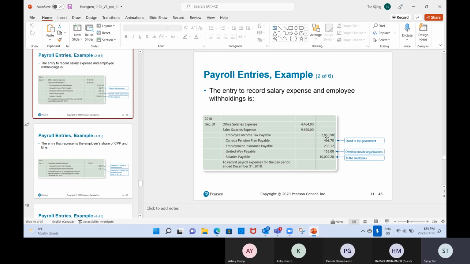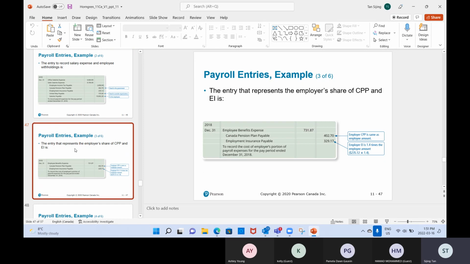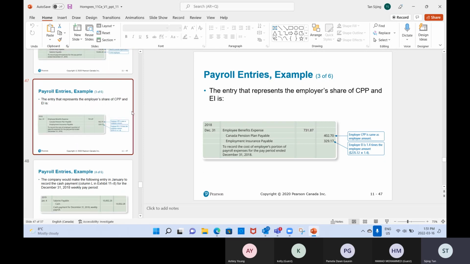Then you need to calculate the income tax payable, CPP payable, and EI payable. If there is a charitable donation payable, then you just put it in there. And then this is the net pay, the accrued payroll payable. That is how you record the payroll expenses for the pay period ending December 31st, or the monthly payment.